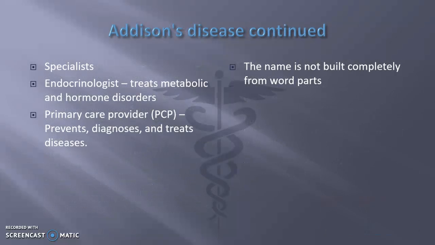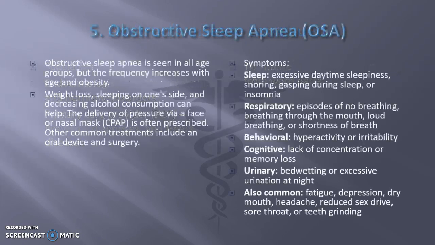Some of the specialists are an endocrinologist, which treats metabolic and hormone disorders, and a PCP, a primary care provider, who prevents, diagnoses, and treats diseases. The name is not completely from word parts. The next one, and my last slide, I believe, is obstructive sleep apnea, which is shortened to OSA.